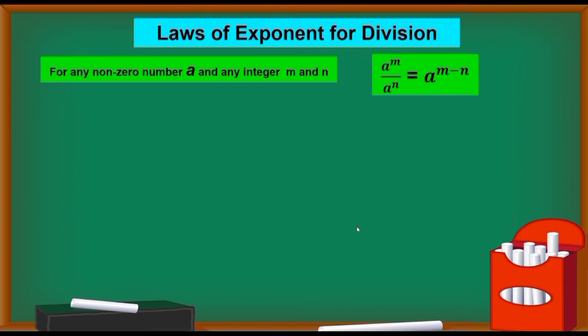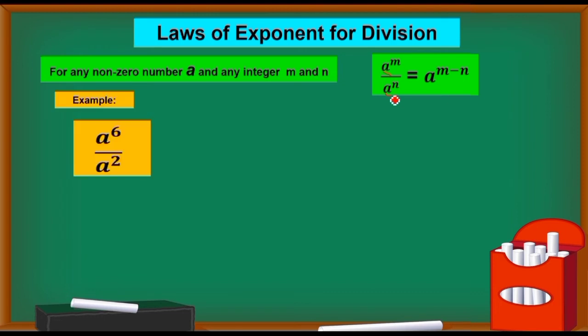So, kung ang multiplication ay nag-a-add po tayo, sa division naman po ay isusubtract natin. Kung ano po ang exponent sa numerator, ibabawas natin yung exponent sa denominator. Basta tandaan natin, dapat parehas ang kanyang base. Okay? So, kagaya nito, ang base natin ay a. So, let us have examples.